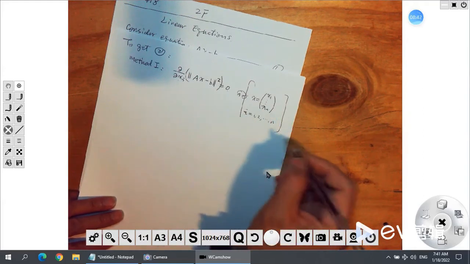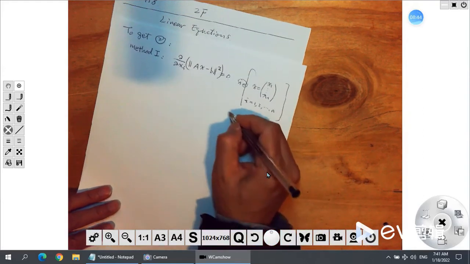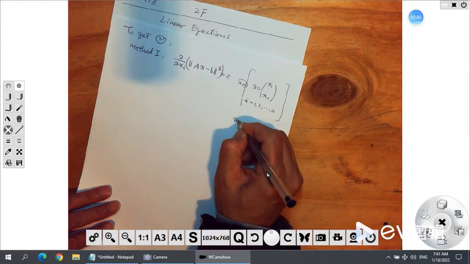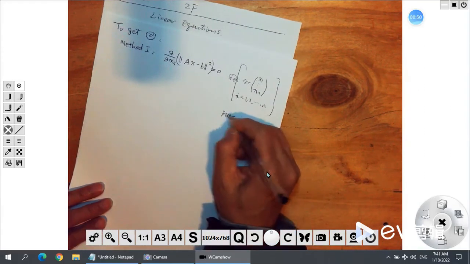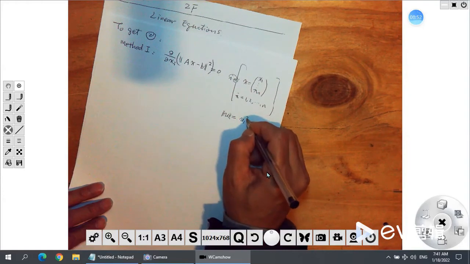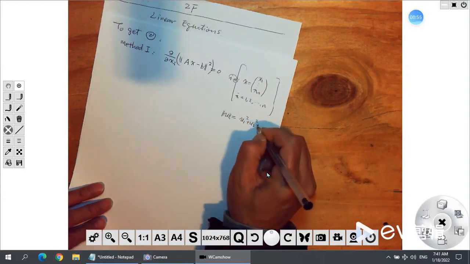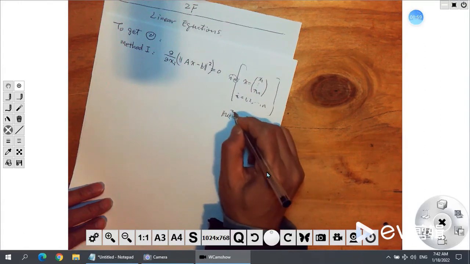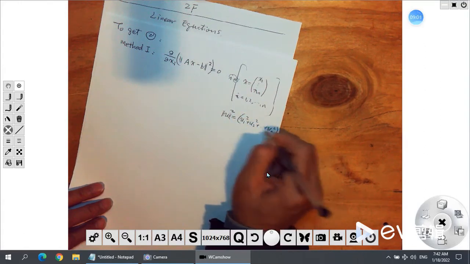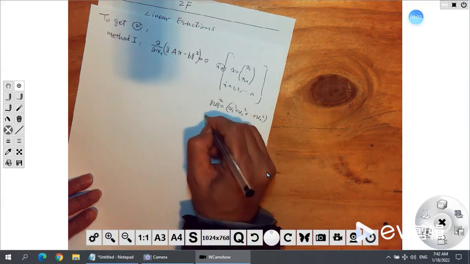Then what is this one? We say u, right? Suppose u is a vector, that will be the square root of u1 squared plus u2 squared plus until un squared. I put the square root, then here is just a summation of squares. And then we can write it in this way.